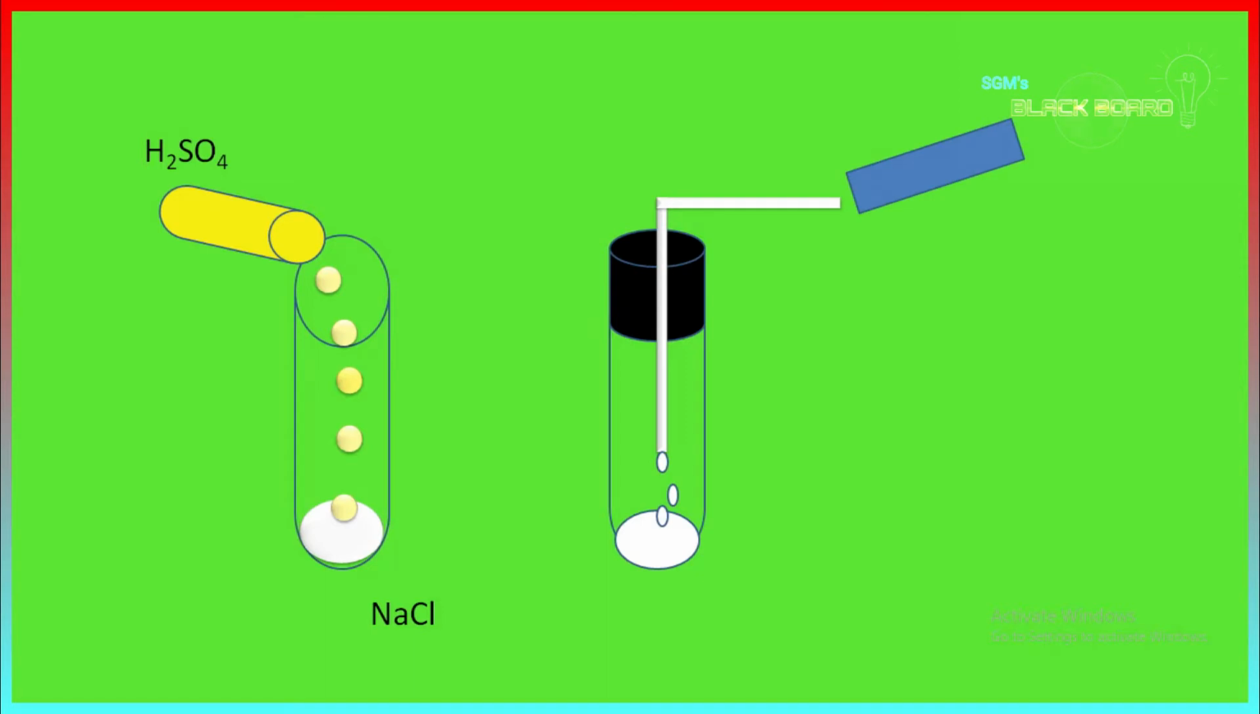If we put a dry blue litmus paper in front of that gas, there is no change in color. Now while keeping a wet litmus paper in front of that gas which is produced, it turns red, showing that HCl produces H plus ions in aqueous solution.